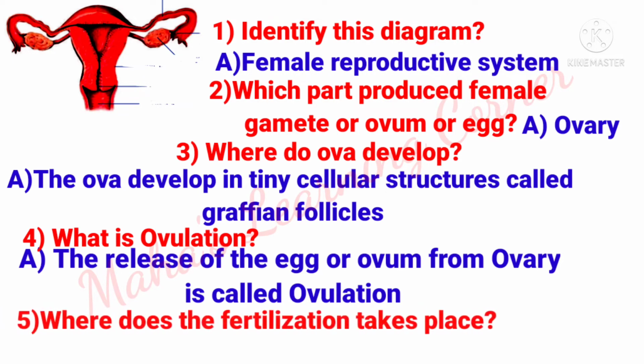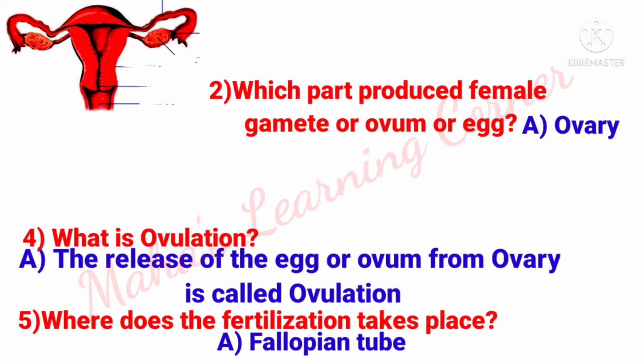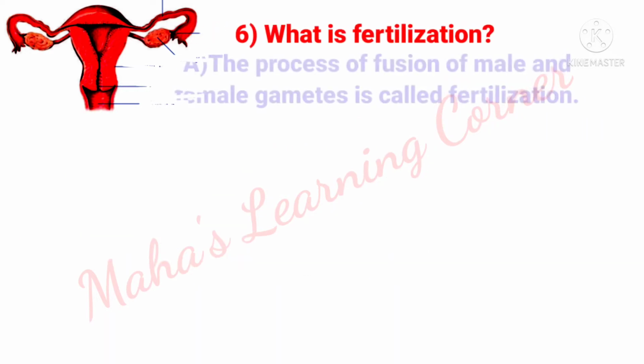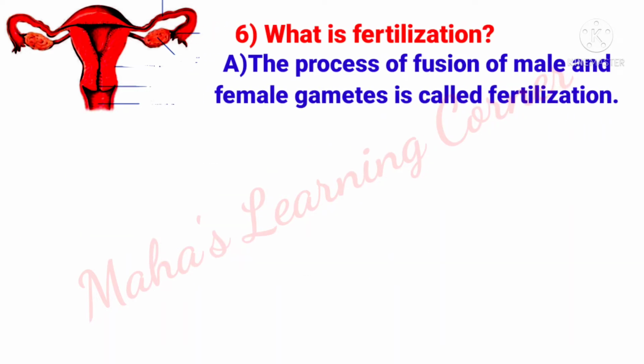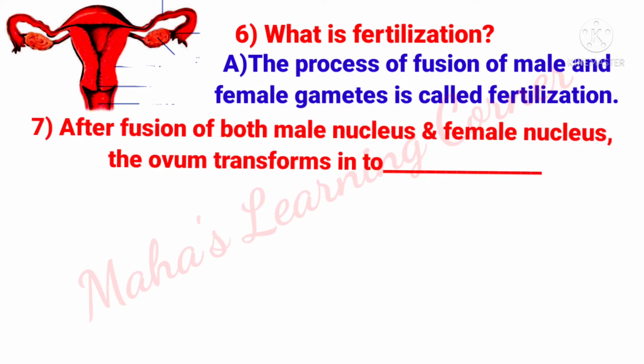Where does fertilization take place? Correct answer, fallopian tube. What is fertilization? The process of fusion of male and female gametes is called fertilization. Next one, after fusion of both the male nucleus and female nucleus, the ovum transforms into, correct answer, zygote.